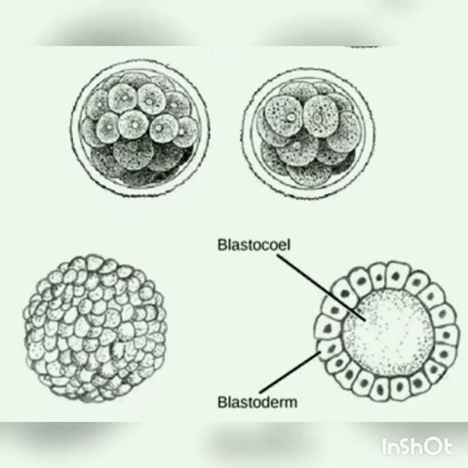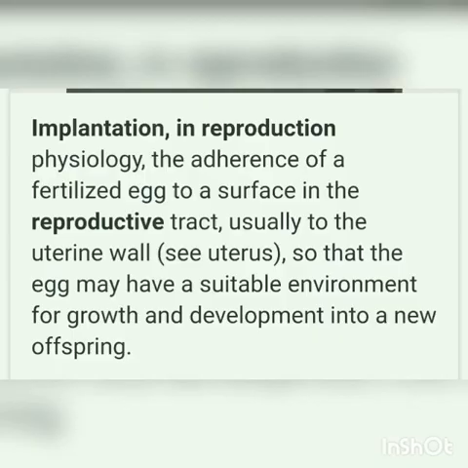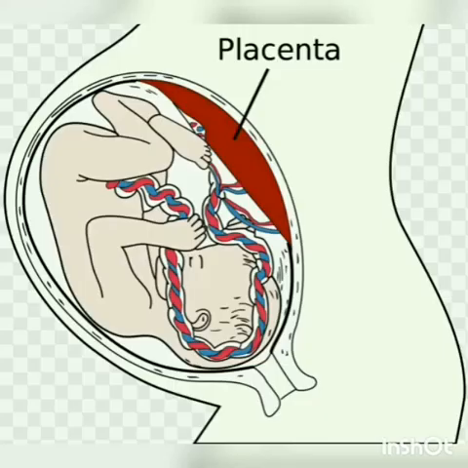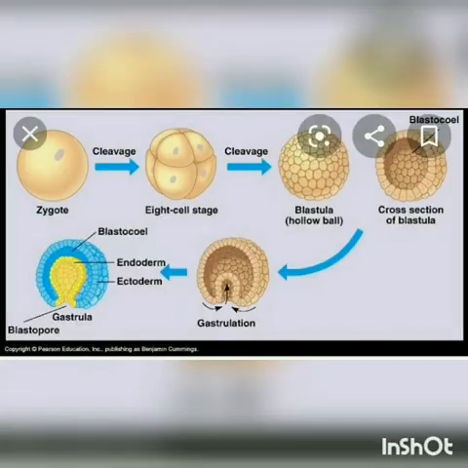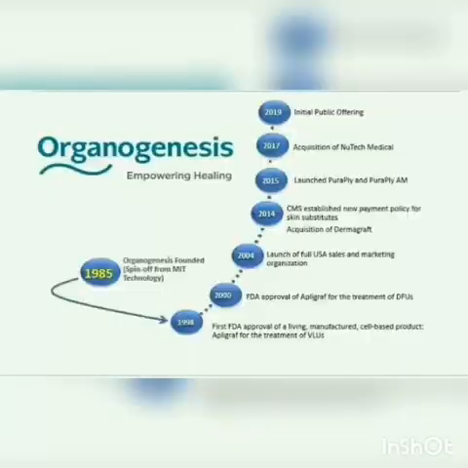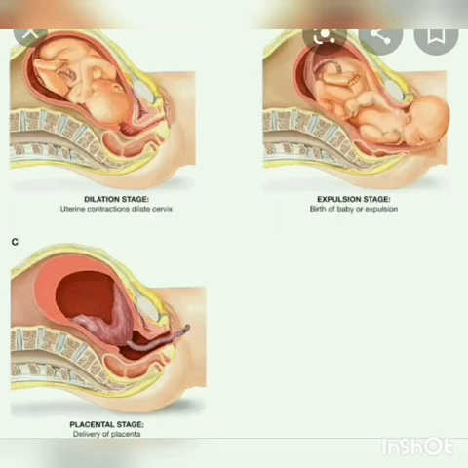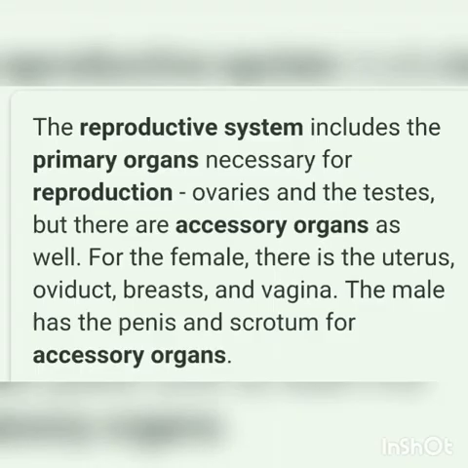The zygote dividing into a multicellular blastocyst is cleavage. Attachment of the blastocyst is called implantation. And formation of the placenta between the fetus and mother is called placentation. The blastocyst changing into a three germ layer gastrula is gastrulation, and formation of organs and organ systems is called organogenesis. Finally, expulsion of the fetus is called parturition. These functions are carried out by primary and secondary reproductive organs.